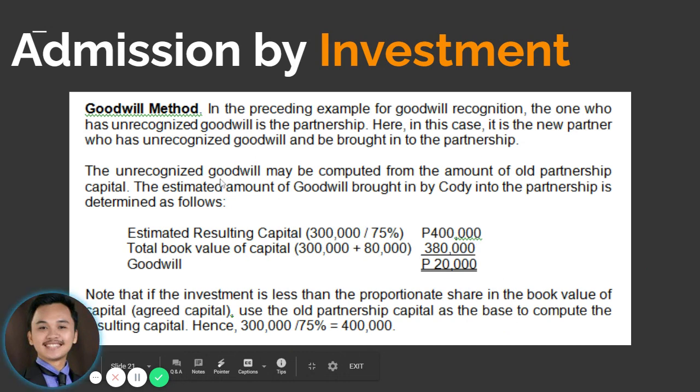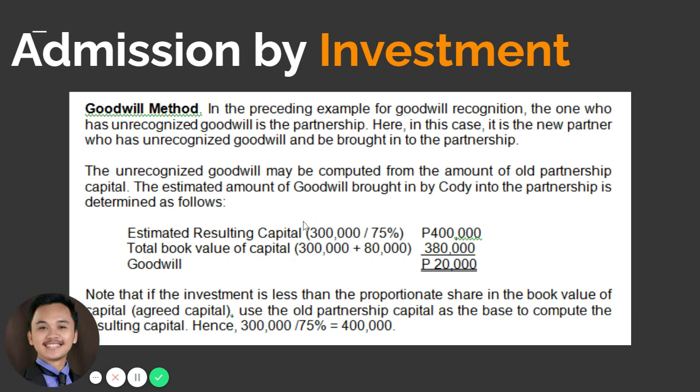Under the Goodwill Method, in the preceding example for goodwill recognition, the one who has unrecognized goodwill is the partnership. So here, in this case, it is the new partner who has unrecognized goodwill and brings it to the partnership. So the partner has assumed goodwill, for example, a very influential partner. The unrecognized goodwill may be computed from the amount of old partnership capital; the estimated amount of goodwill brought in by Cody to the partnership is determined as follows.